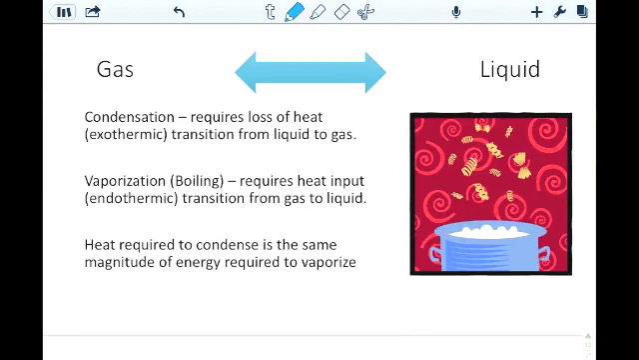And so condensation happens, it requires a loss of heat, so it's exothermic, and it's a transition from a liquid to a gas. Vaporization, or what we commonly know as boiling, requires the input of heat, and it is endothermic, and it's a transition from a gas to a liquid. And again, we're stating that to boil or to condense is the same amount of energy, it's just going in a different direction. So condensation is the loss of heat. Boiling requires heat. It's a different direction, but it's the same amount of heat.